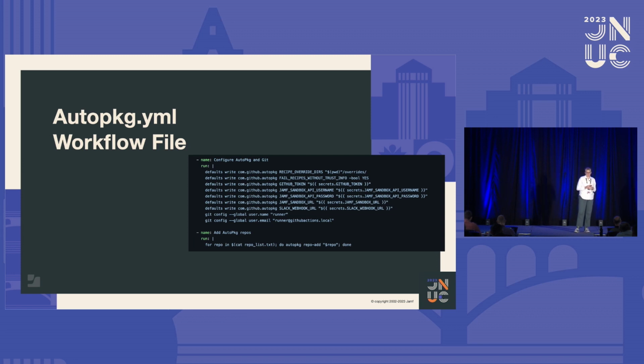So the next step is to configure AutoPkg in Git. This section is equivalent to your preferences file on a Mac Mini. So we're setting the path for our override directory. And we're failing recipes; you can choose to fail recipes with or without trust info via a Boolean value, yes or no. And we're also setting our variables for our encrypted GitHub secrets.